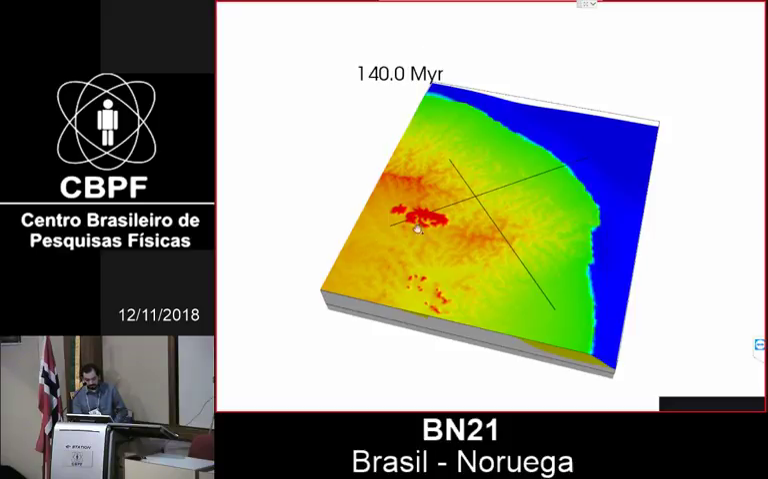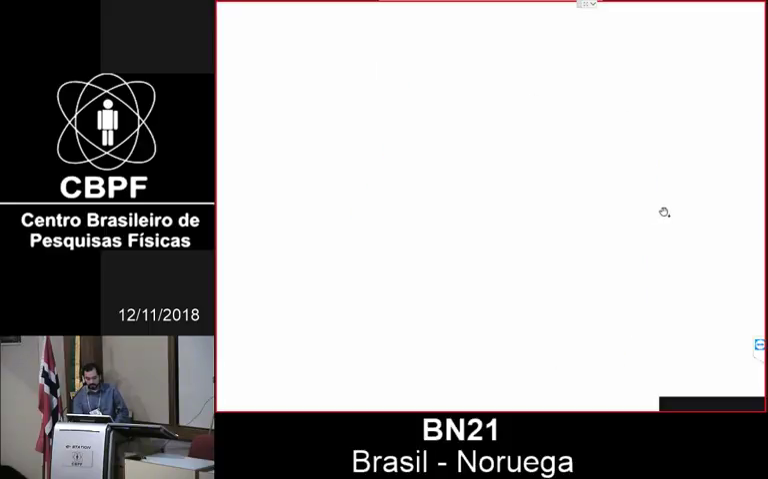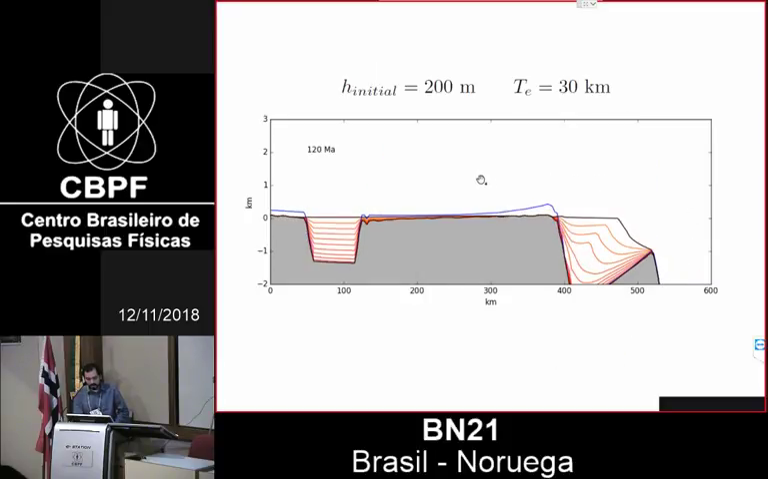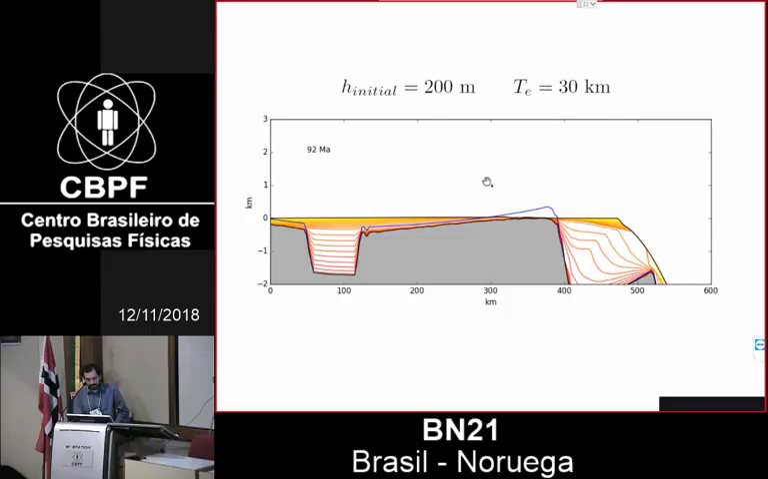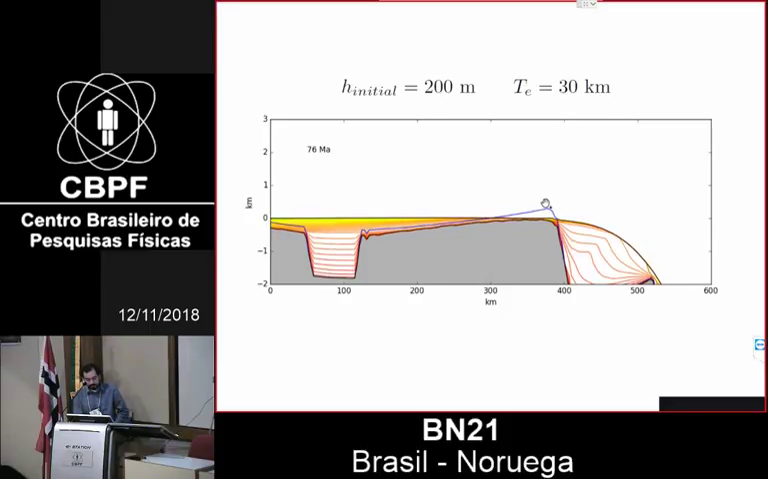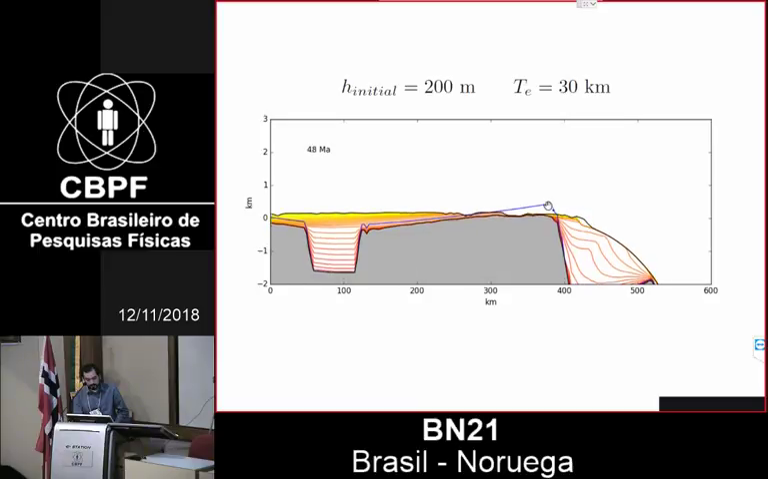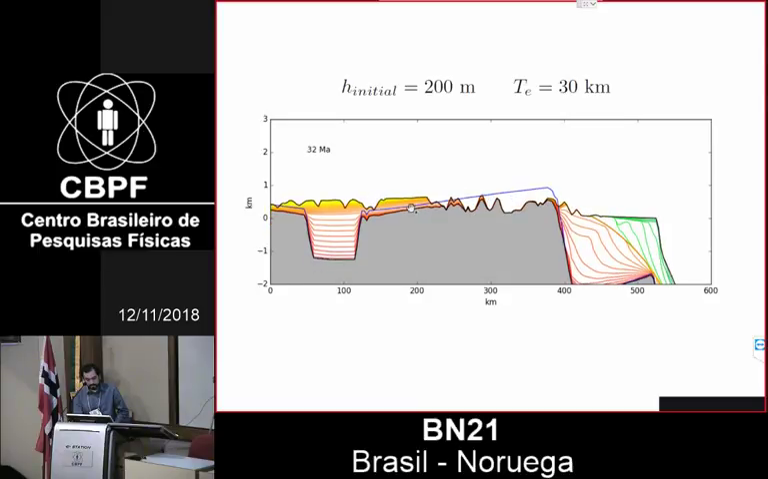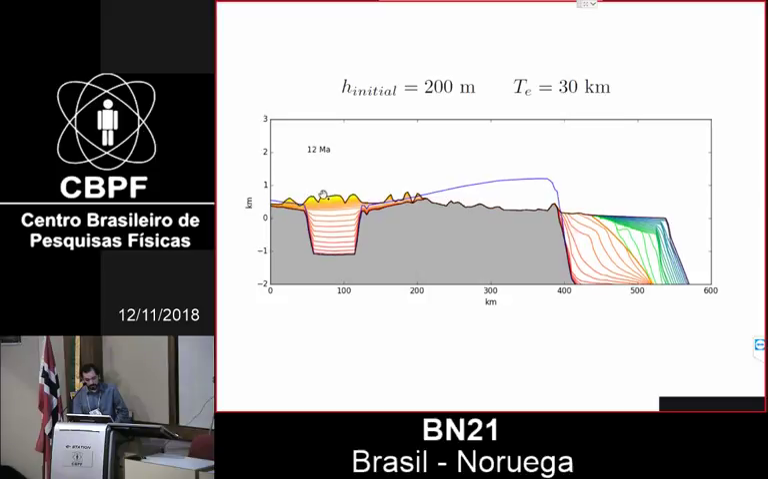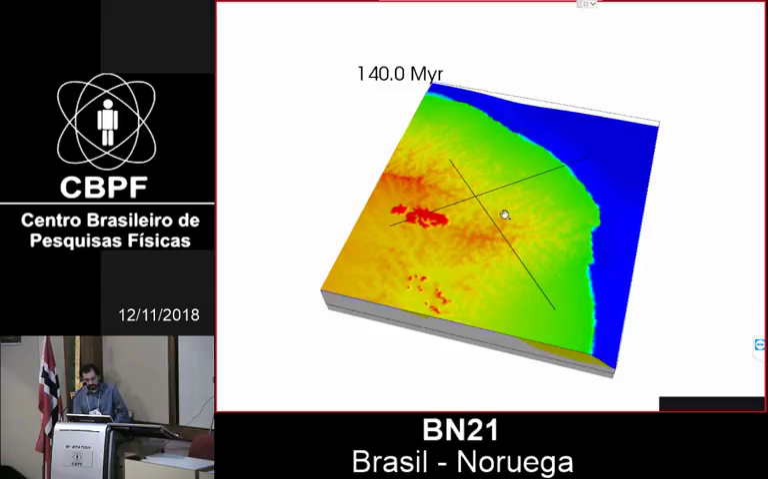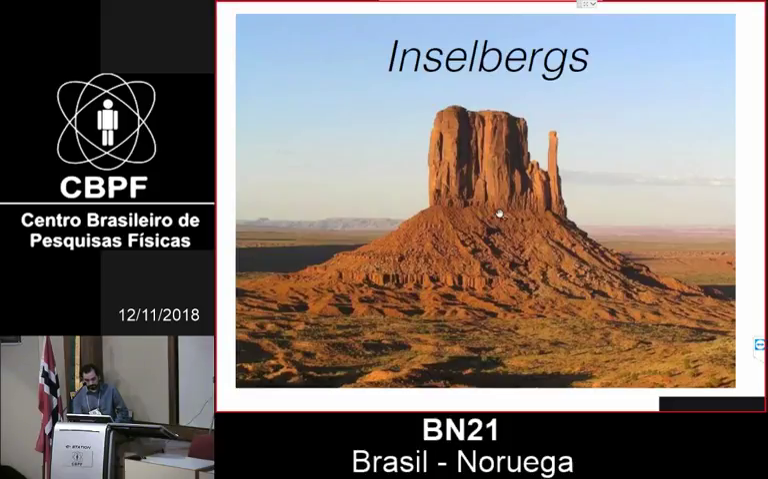I created cross-sections crossing the Araripe and Potiguar Basin to show the stratigraphic evolution. And here we can see the post-drift sedimentation, and then the post-drift uplift, and then scission and preservation of the plateaus here. We can see Inselbergs preserved here too, like this one. This is not in Brazil.